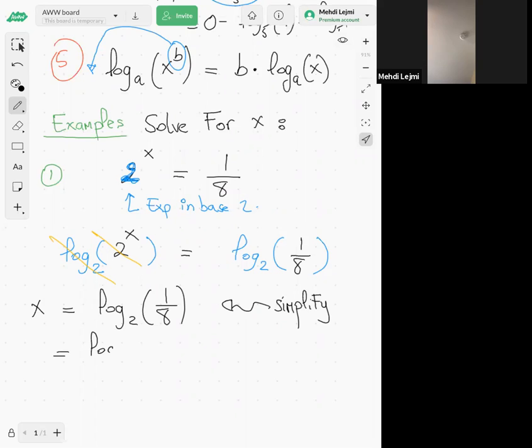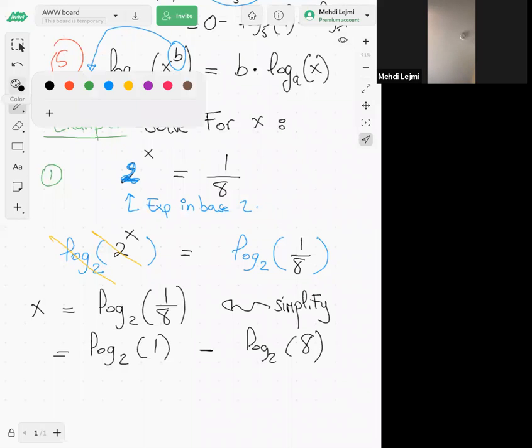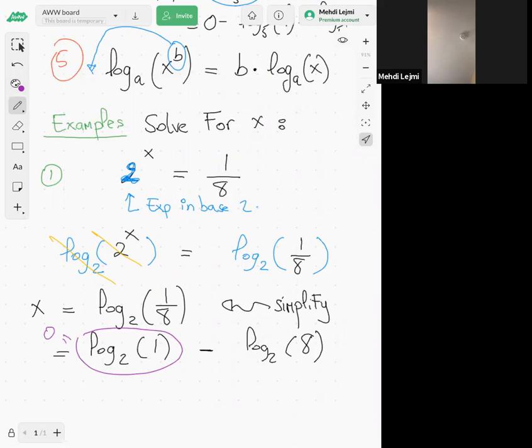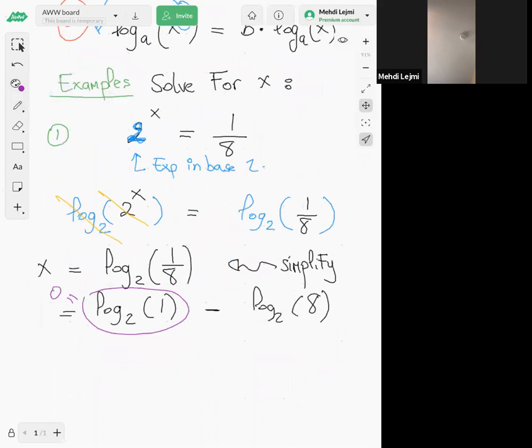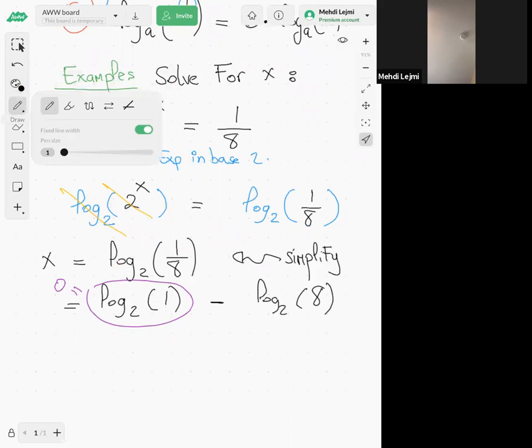So it's log in base 2 of 1 minus log in base 2 of 8, right? That's because log of a fraction will be the difference between the logs. And then we said log of 1 is always 0. So this log of 1 here is always 0, so that will be equal to 0 minus, so that will be negative log in base 2 of 8, right?